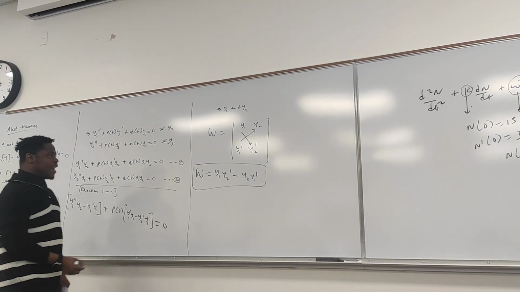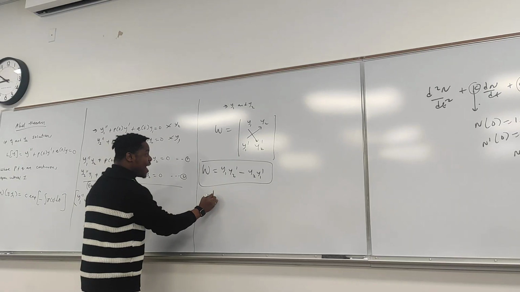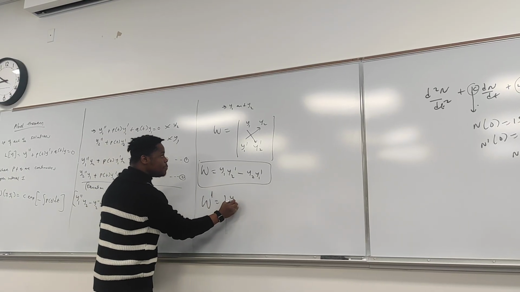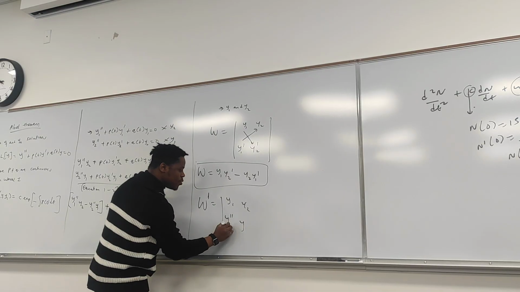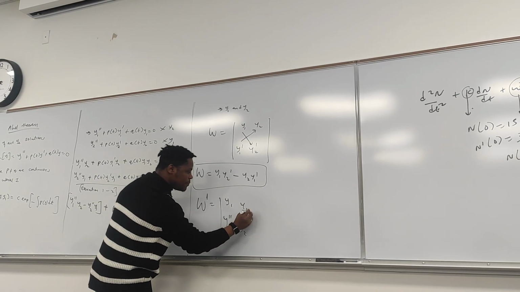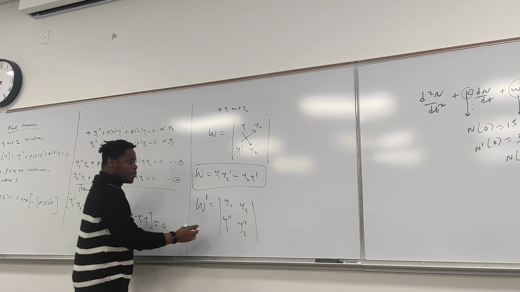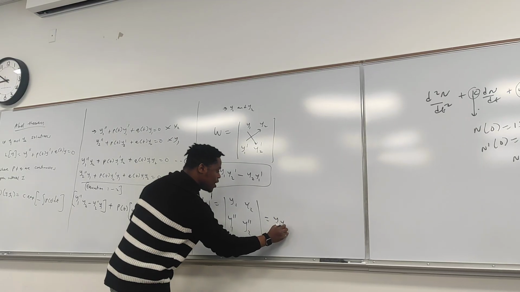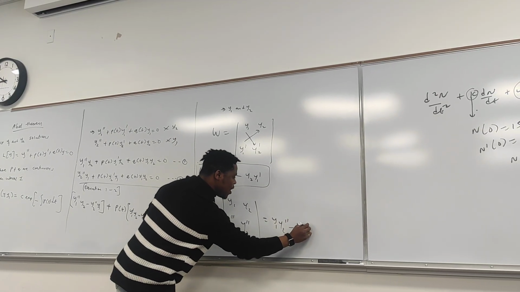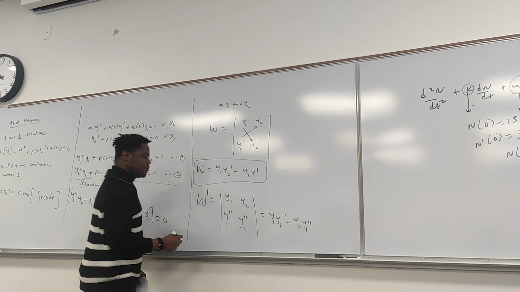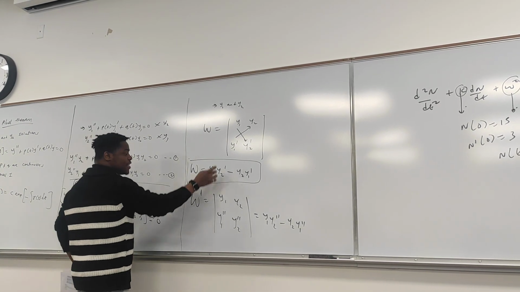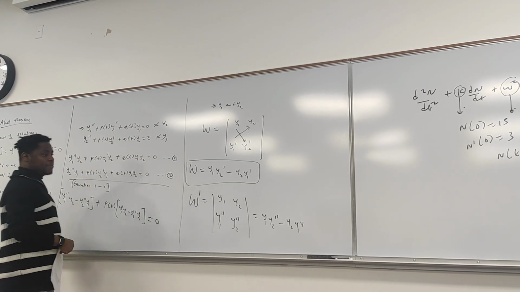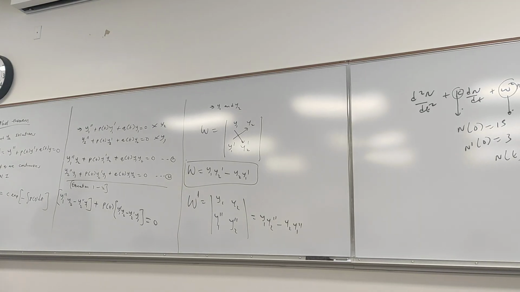So the mistake I made was that W prime should be like this. It should still be y1, y2, and instead of this, it should be y1 double prime, y2 double prime. This was the error here. So W prime should be y1 y2 double prime minus y2 y1 double prime. Because if this goes prime, we still maintain the original function and make this double prime. That was how I got it. Now, look at something.